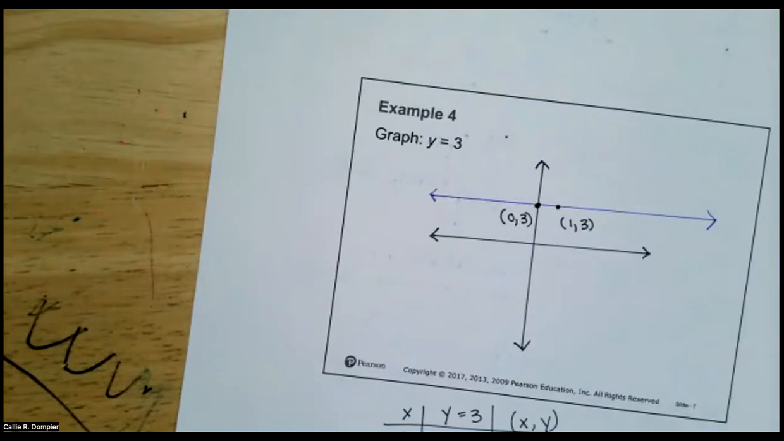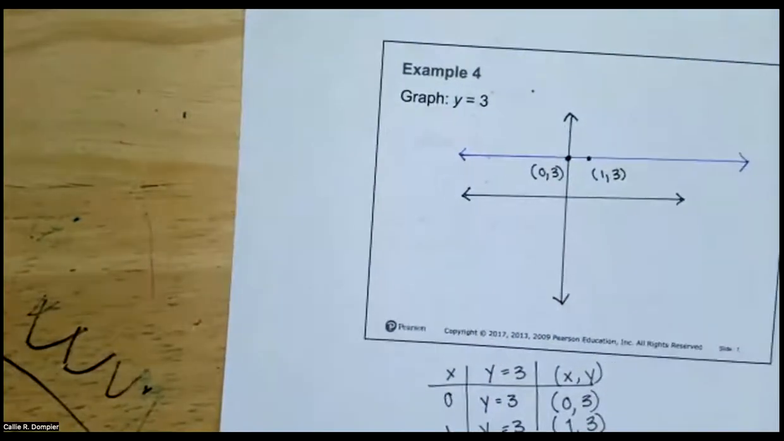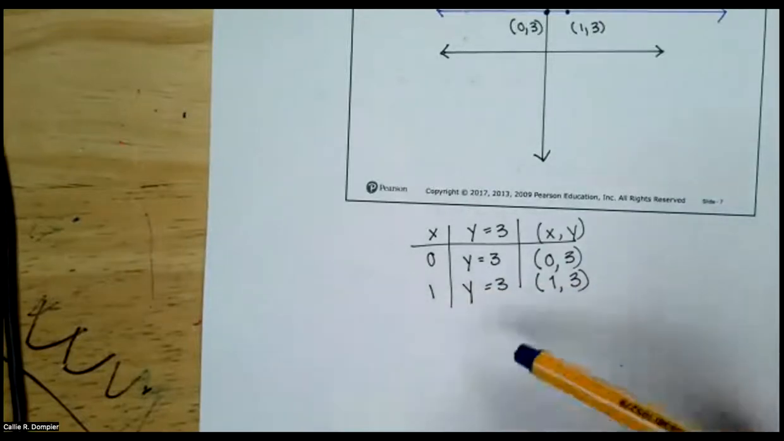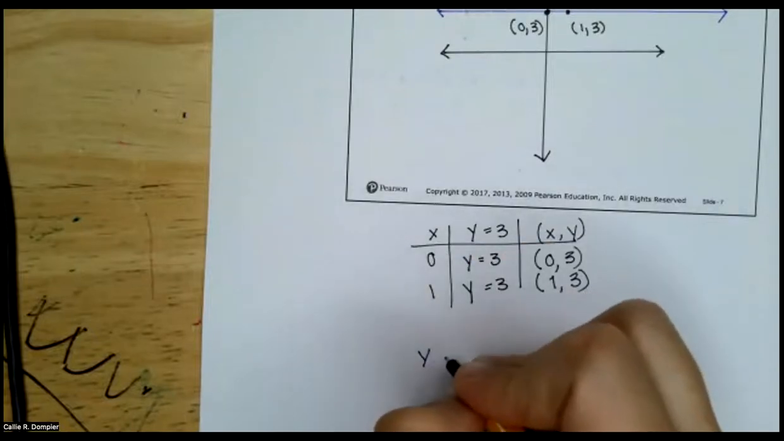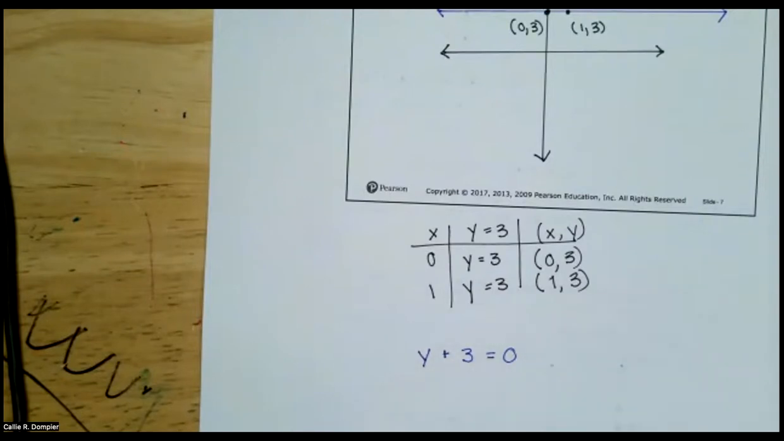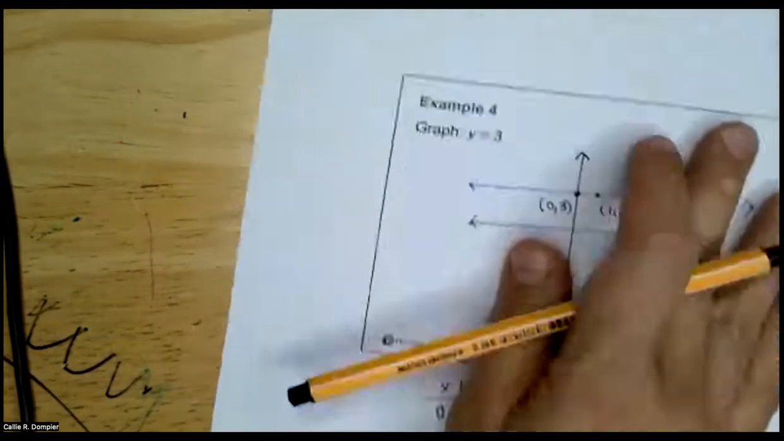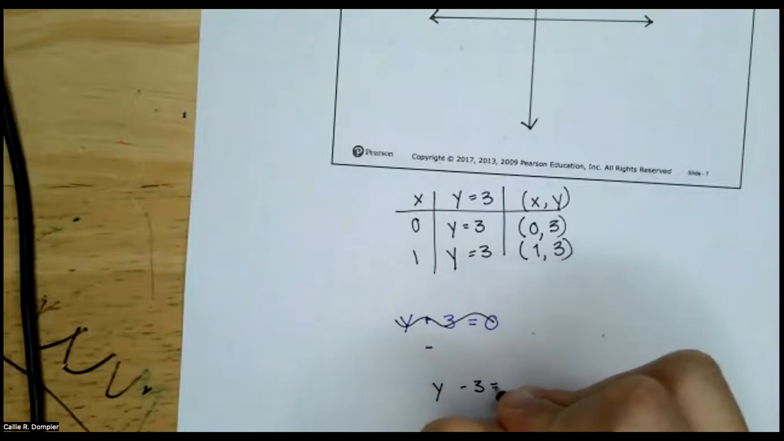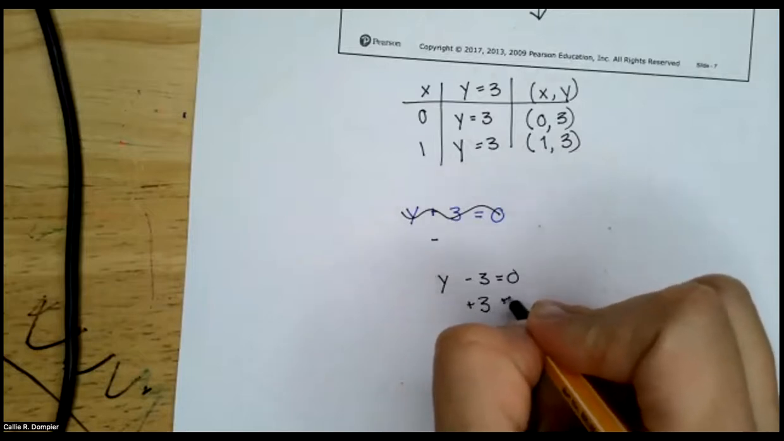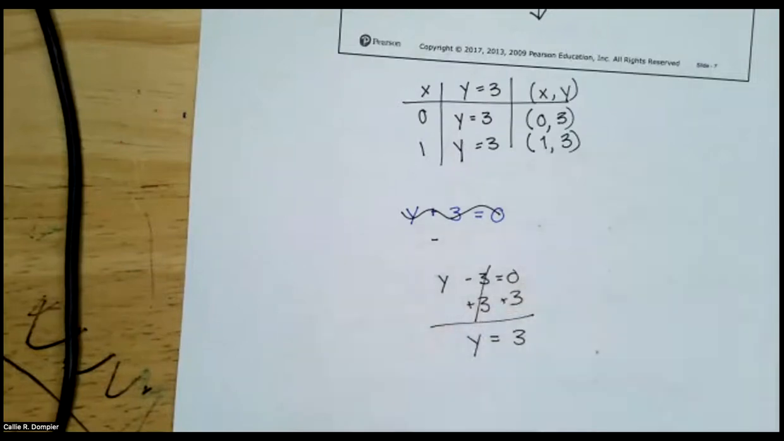Since I have a few minutes, this may also show up as, what could this show up as? Y plus 3 equals 0. Okay. Solve for y. Oh, if I wanted it to equal this, right? It would be y minus 3 equals 0. Yeah. Solve for y, so I'll add 3 to both sides. 0 plus 3 is 3. Y equals 3. All right.